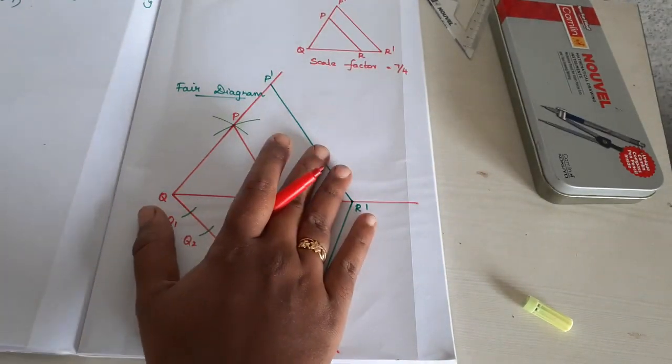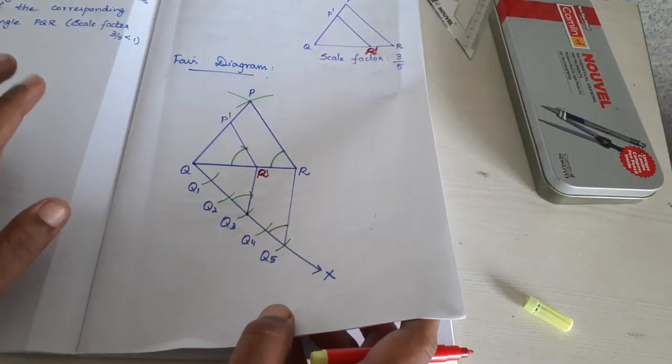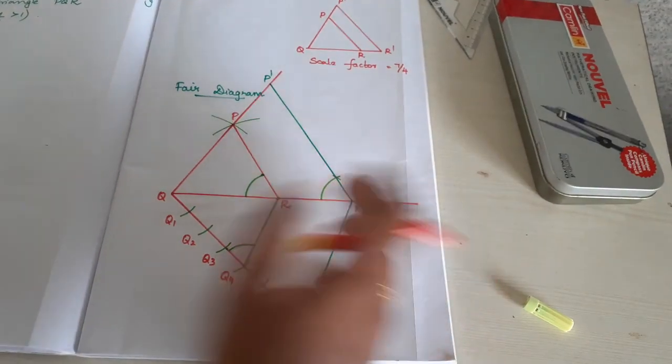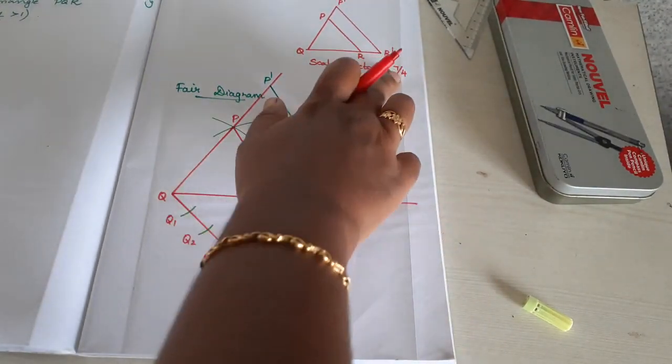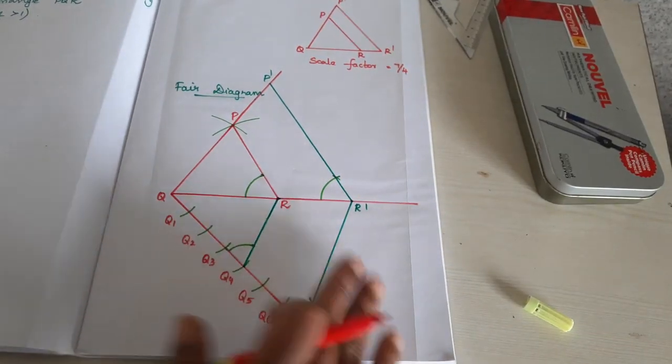For improper fraction, the diagram looks big, and the proper fraction, the diagram looks small. It will come inside the triangle, and improper fraction, the line will go outside. We need to extend this. So improper fraction, we need to extend this. That's the difference. Other than that, all the procedures same only.